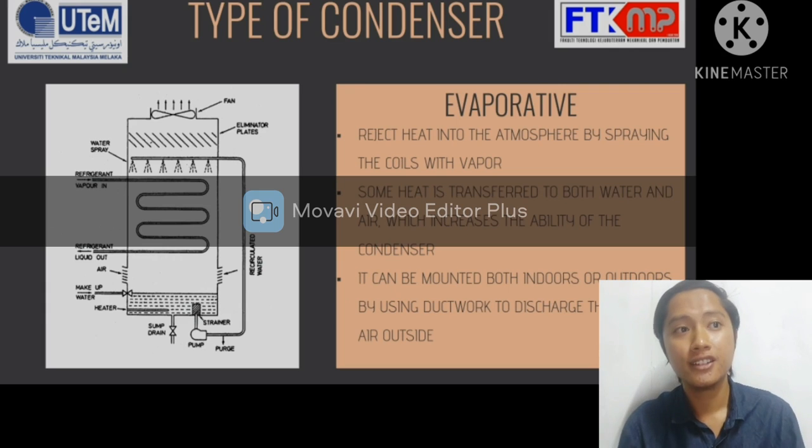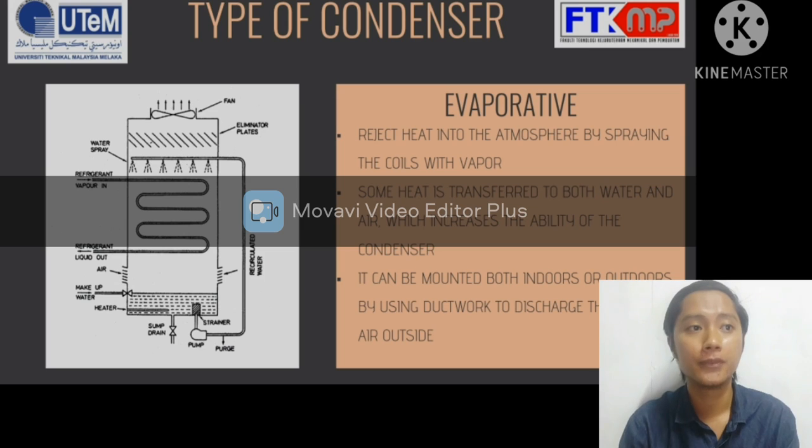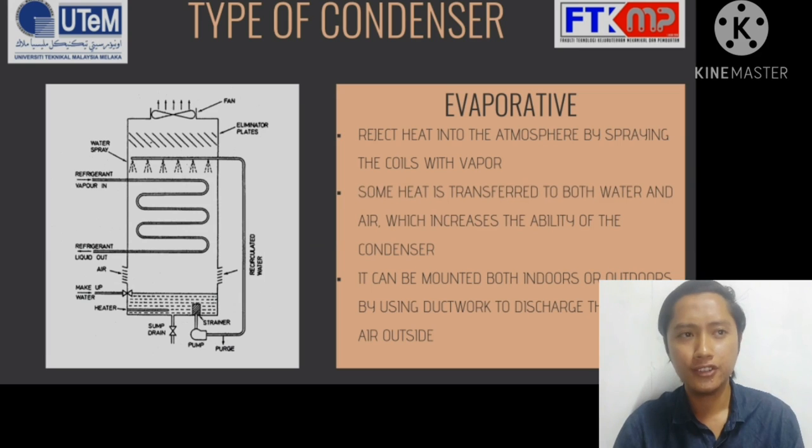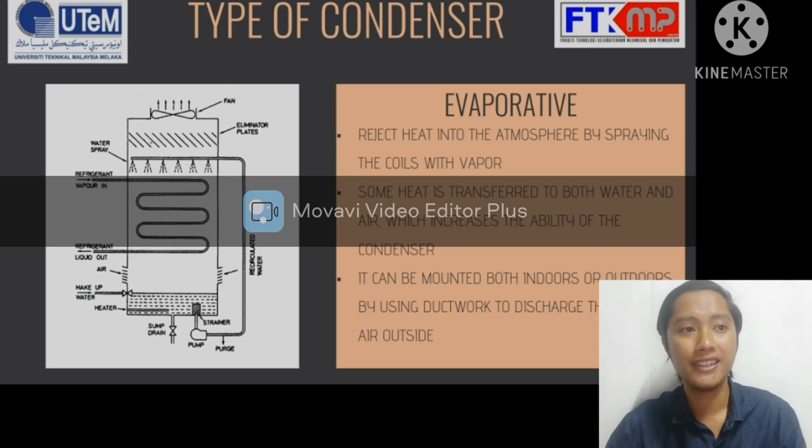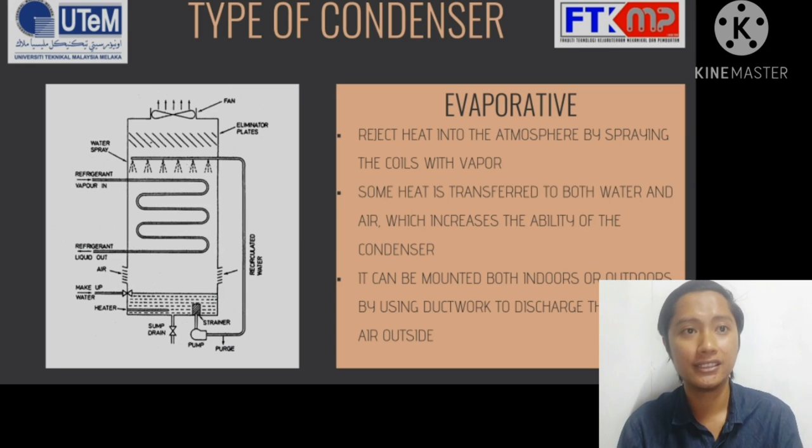Evaporative condensers reject heat into the atmosphere by spraying the coil with water. Some heat is transferred to both water and air, which increases the ability of the condenser. Evaporative condensers can be mounted both indoors or outdoors by using ductwork to discharge the exhaust air outside. For operation of an evaporative condenser, the evaporation of some water provides the cooling effect, thereby the steam condenses.